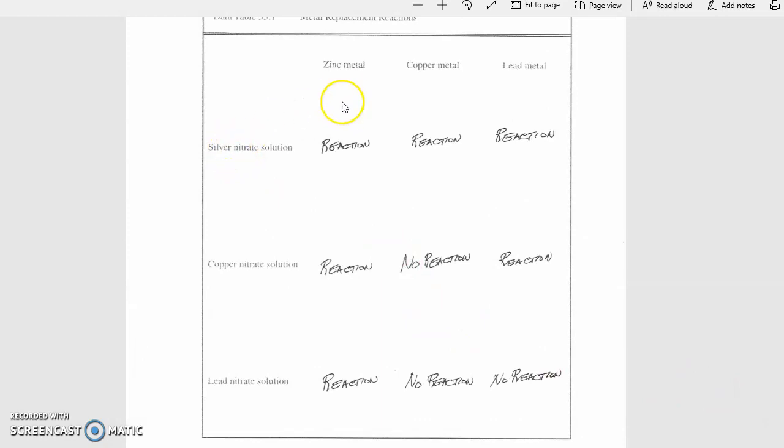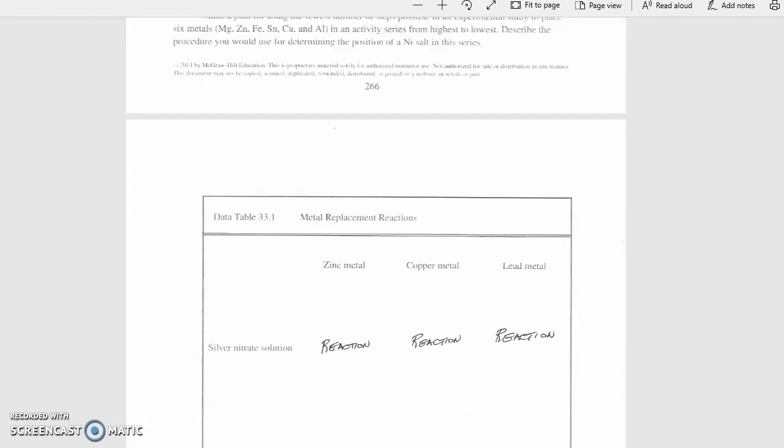So for zinc metal, you had a reaction every single time. For copper metal, you had a reaction 1 time out of 3. For lead, you had a reaction 2 times out of 3. So the zinc would be the most reactive, the lead would be the intermediate reactive, and the copper would be the least reactive, okay? So that's what was supposed to go there. And that's all you need to do for that table.